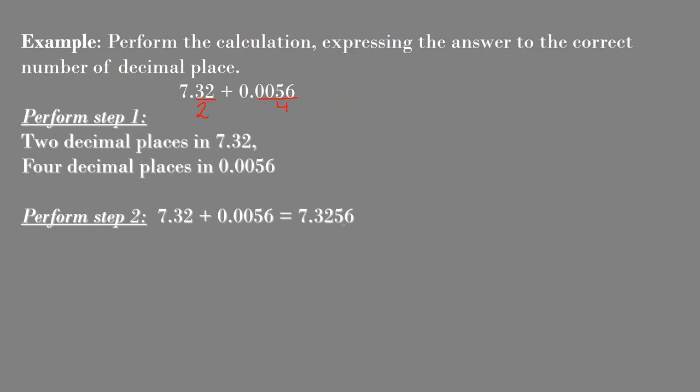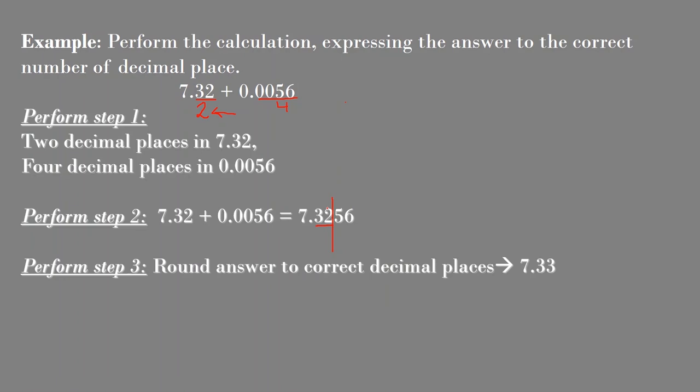7.3256. Now, based on the rule, I have to round this answer to the lowest number of decimal places, which in this example is 2 decimal places. If I identify where my 2 decimal places are, they are up to this point, which means I have to round my answer up to this point. This 2 is the last digit to be kept, and after this 2 I have 5 and some non-zero number. So based on the rounding rule, I will round up here, and my final answer is going to be 7.33.